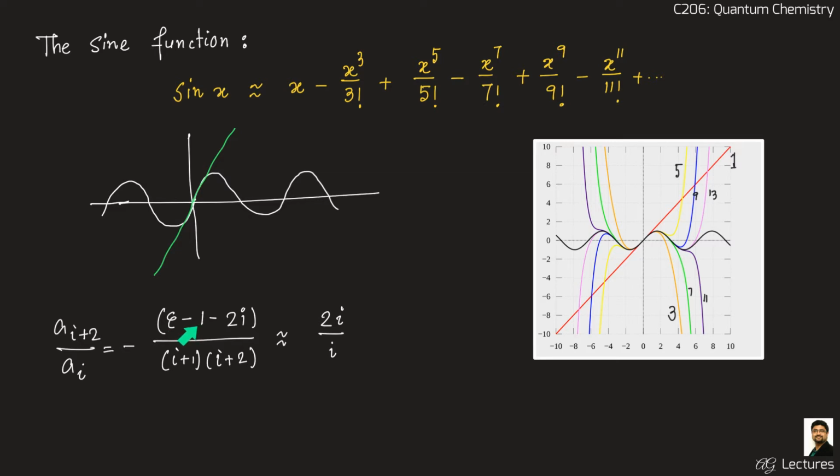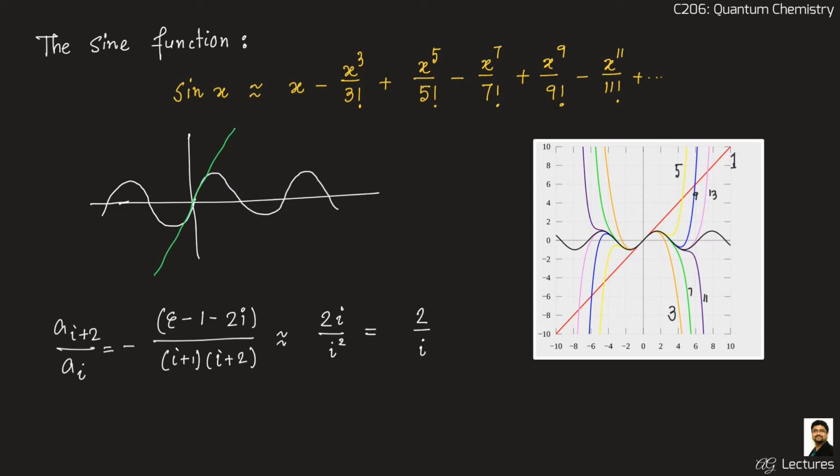We can ignore 1 as well. And here also we can ignore 1 and 2 because i is pretty large. So therefore this denominator is, oh, this is going to be i square, not i. So it's 2i over i square, which can be further simplified as 2 over i. So this ratio a_(i+2) over a_i behaves like 2 over i when i is large.